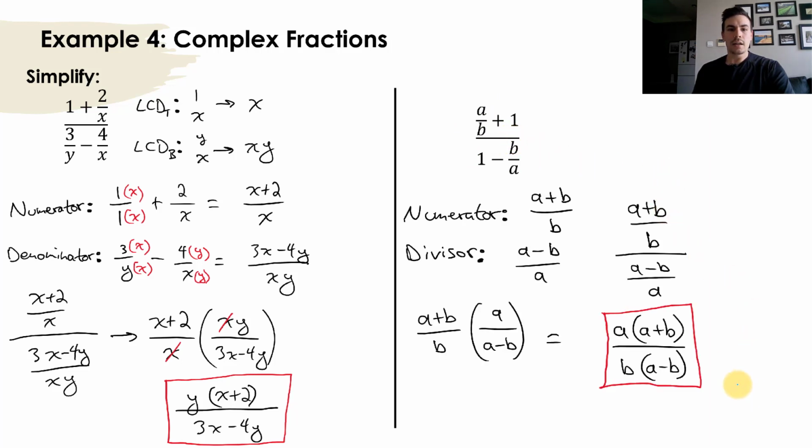Okay, you should have gotten a times a plus b over b times a minus b. All right, so that's the process there.